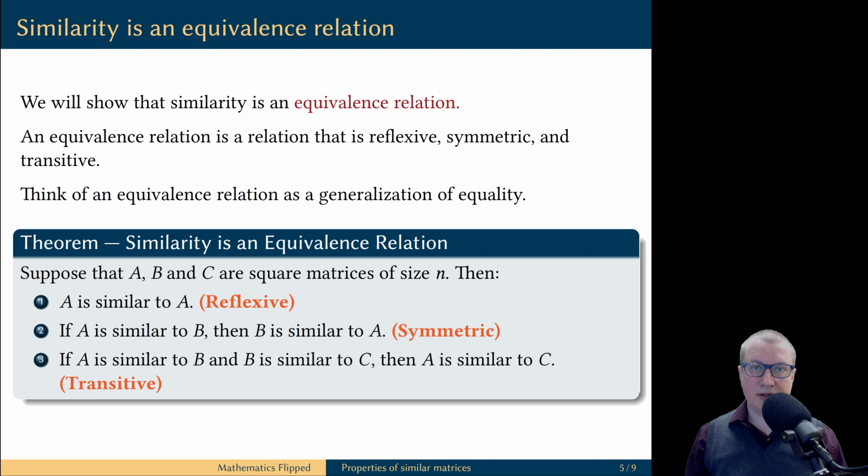If A is similar to B, then B is similar to A. This means the relation is symmetric. And if A is similar to B and B is similar to C, then A is similar to C. This means the relation is transitive.